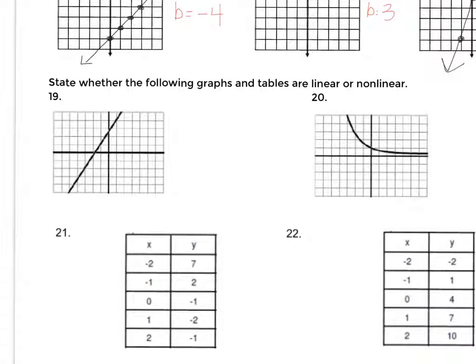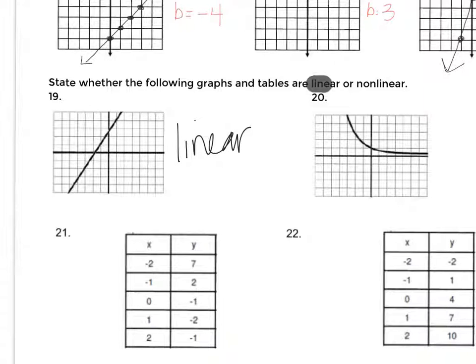Okay. State whether the following graphs and tables are linear or nonlinear. I highlighted in black. That means line. So linear, line. We're looking for things that make a straight line here, people. On number 19, does that make a straight line? Yes. So number 19 happens to be linear.